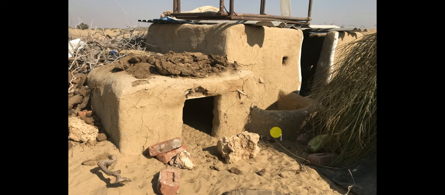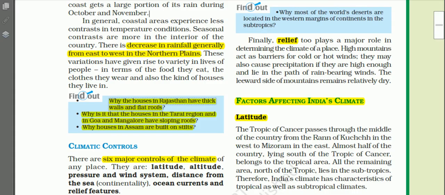And at the same time, in Rajasthan, particularly in the western part of Rajasthan, there is very little rainfall, less than 20 centimeters in a year. That means we can have flat roofs also, since the rainfall is very little. So this is the main reason. To beat the summer heat the walls are thick. At the same time, since there is little rainfall, the houses have flat roofs.